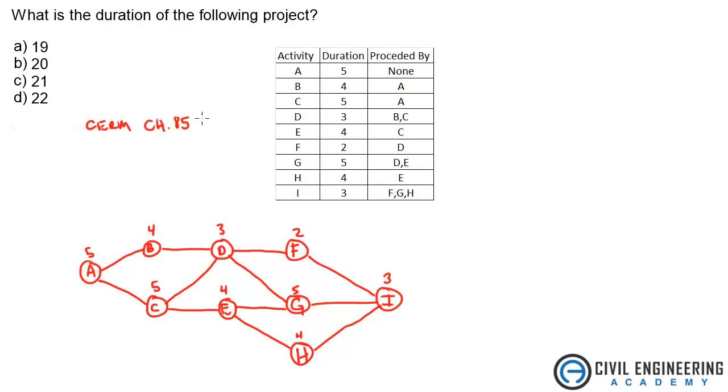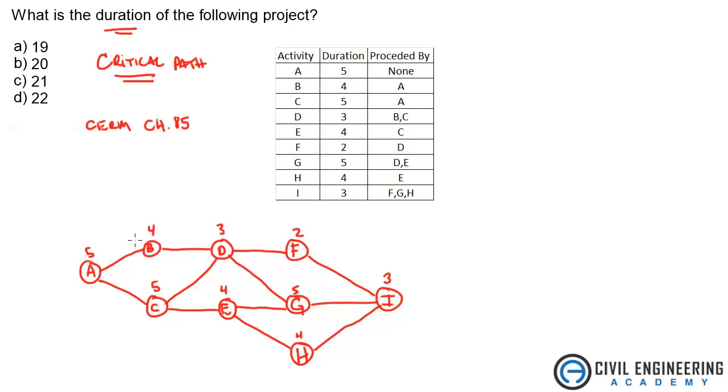Okay, so when it's asking for the duration of the project, they're asking for the critical path, because that is the longest path that it takes, which is going to be the duration of the project. So it's just a tricky way of doing that. So let's look at all these different routes and see which one adds up to take the longest.